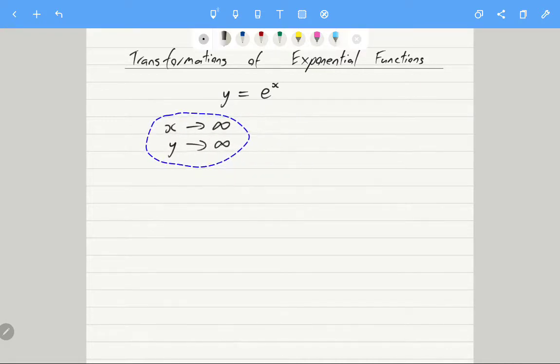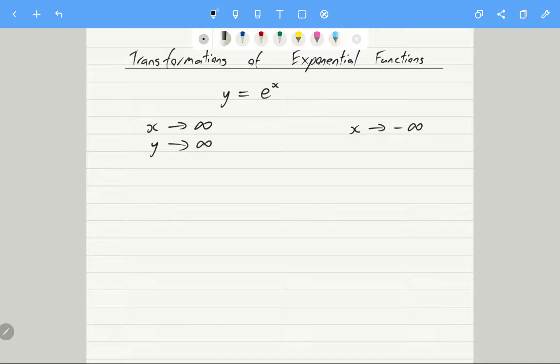But we also should check the other extreme, which is what happens when x approaches negative infinity. Well, let's imagine we did e to the negative 10. Well, that's just equal to 1 over e to the 10, right? That's a really small number. And if I make that e to the negative 1,000, well it's going to be 1 over e to the 1,000, which is a really small number.